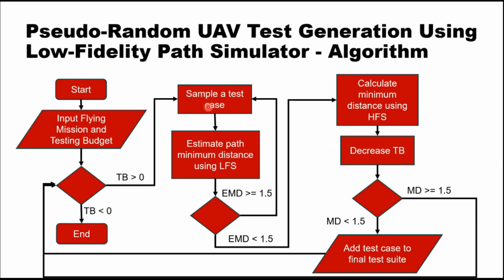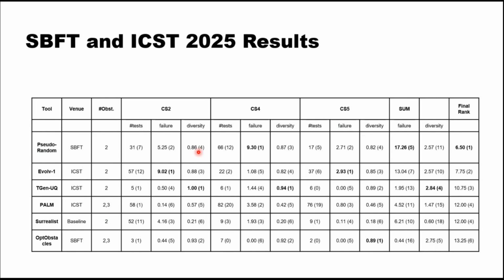This is basically the algorithm to show that we start from a specific testing budget, and we start by sampling a test case, evaluating it within our low-fidelity simulator. If it is a good test case, we move on to the high-fidelity simulator. But if it's bad, we remain within this loop while we are not consuming any testing budget. We are doing local evaluation. Only when the test case is promising do we move on to evaluate it with the high-fidelity simulation, which decreases our testing budget. And then we do the same thing. We check if it's less than 1.5 meters, we accept it, or otherwise we check the testing budget and we carry on.